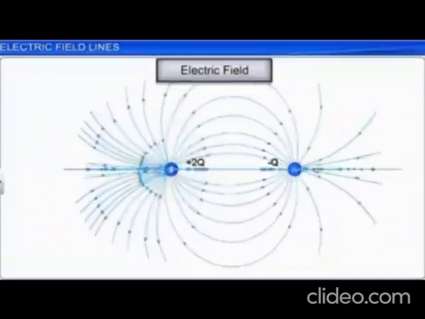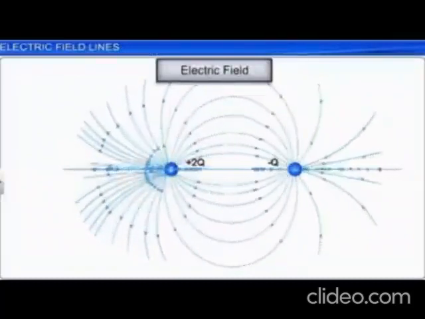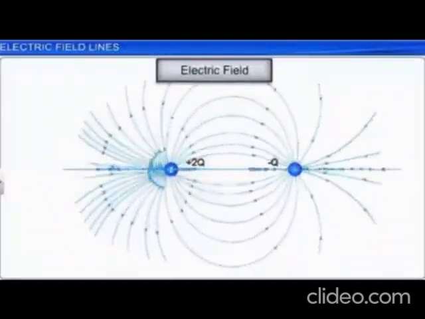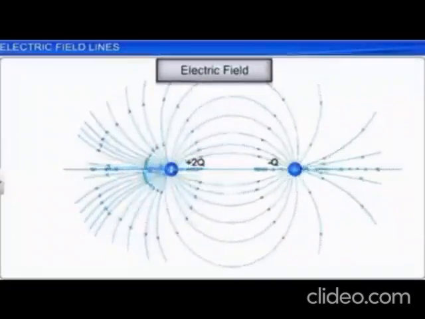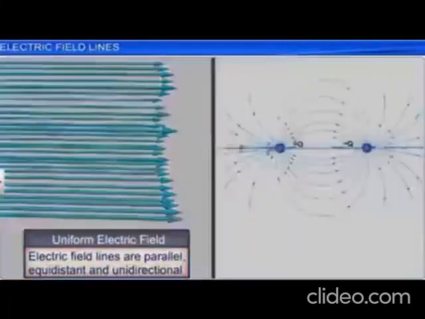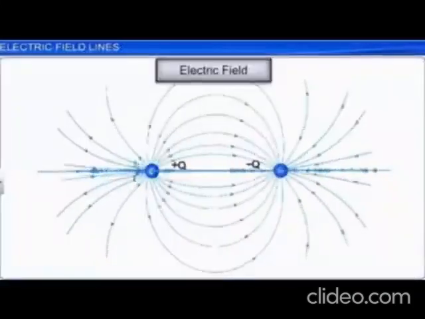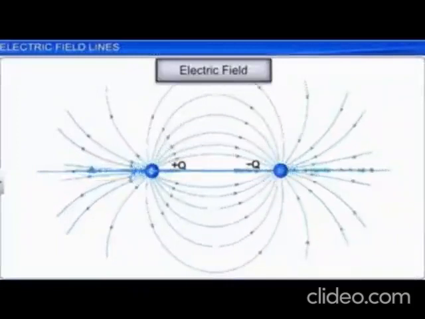Electrostatic field lines never form closed loops due to the conservative nature of the electric field, since the lines of force diverge from a positive charge and cannot converge at the same positive charge. For a uniform electric field, the electric field lines are parallel, equidistant, and unidirectional. For a non-uniform electric field, the electric field lines are not parallel. In a charge-free region, the electric field lines are continuous curves without any breaks.